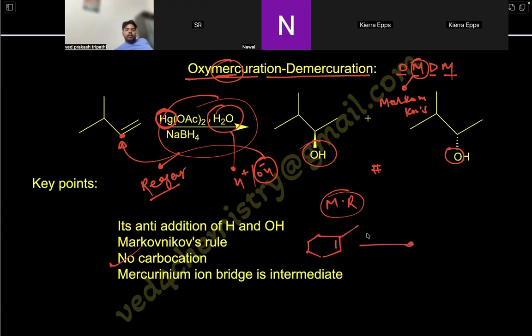For example, we have suppose this one. And we are using this reaction OMDM. So what would be the product? OH attack on the carbon which has less number of hydrogen. So it would be here. Make sense? Please tell me everyone. Perfect.